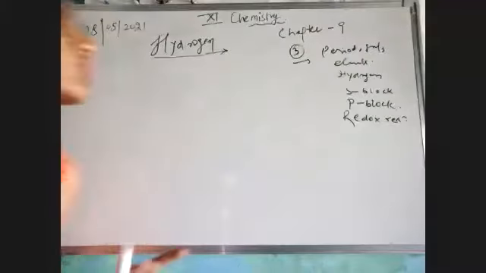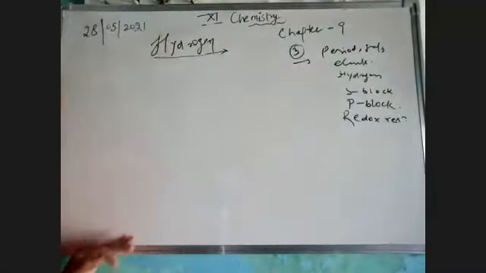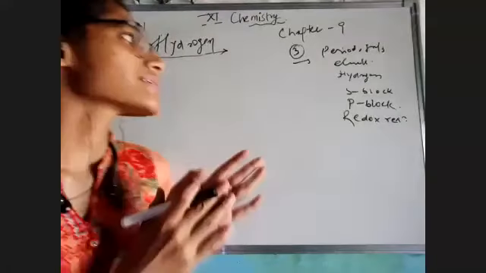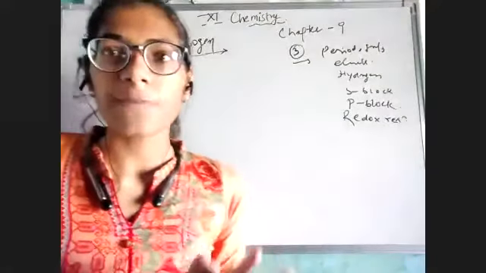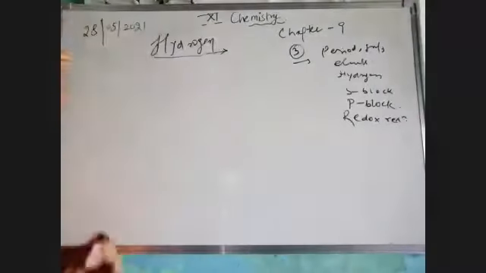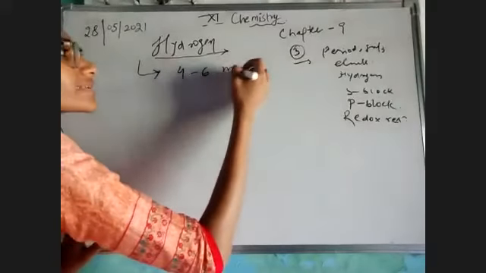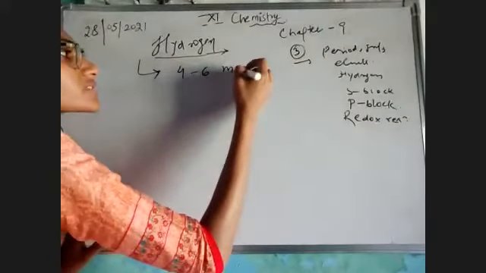Now talking to the point with the new chapter number 9, that is hydrogen. First of all, how much this chapter contains, how much this chapter is made up of for your exam point of view. This chapter contains at least 4 to 6 marks, for marking scheme.